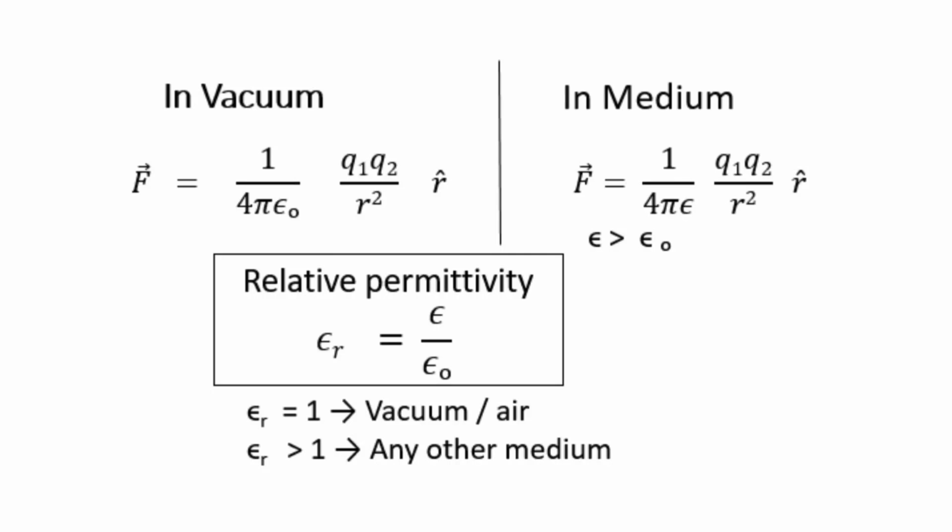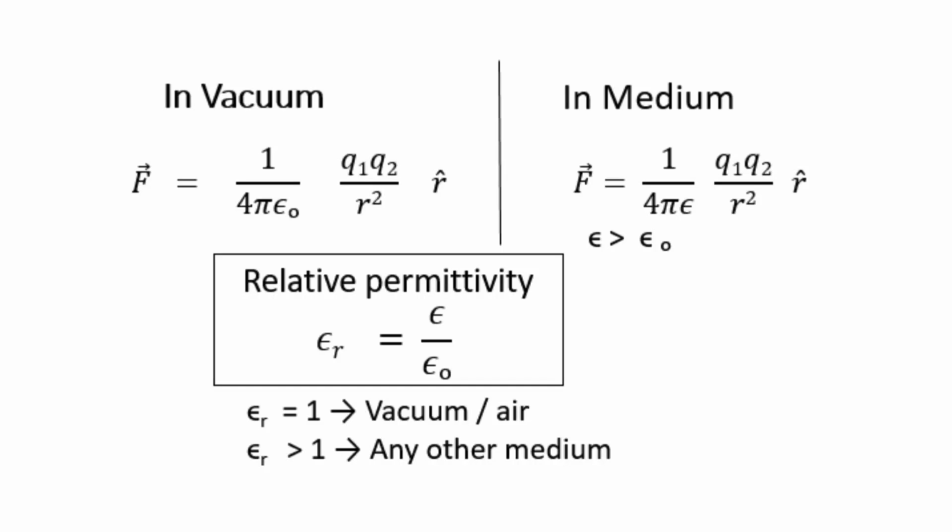Now, when the two charges are placed in a medium instead of vacuum, the electrostatic force between them is reduced. The formula becomes F vector is equal to 1 by 4 pi epsilon Q1 Q2 divided by R square R cap. Here, epsilon is the permittivity of the medium. The permittivity of any medium, epsilon, is greater than epsilon naught. This means a medium always weakens the electric force between charges compared to vacuum.